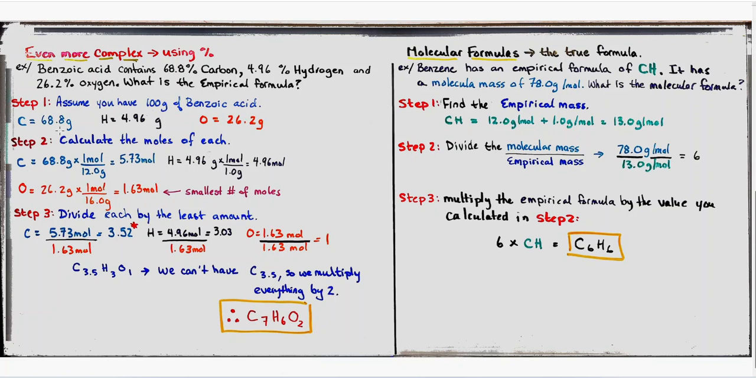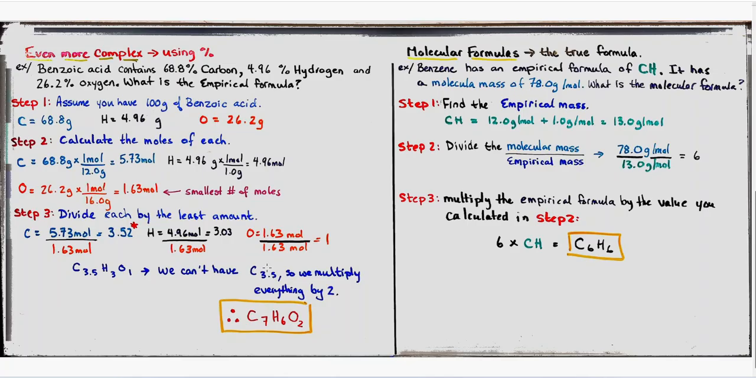So here I have 68.8, 4.96, and 26.2. And then, since I'm going to compare, I calculate the moles of each. So I get 5.73, 4.96, and 1.63. This is the smallest, so I'm going to divide each by the smallest. So I get 3.52, 3.03, and 1. Now, when I write that as a formula, I get C3.5H3O1. I can't have C3.5, so what I do is I just multiply the entire thing by 2 to even it out. So now I get C7H6O2.